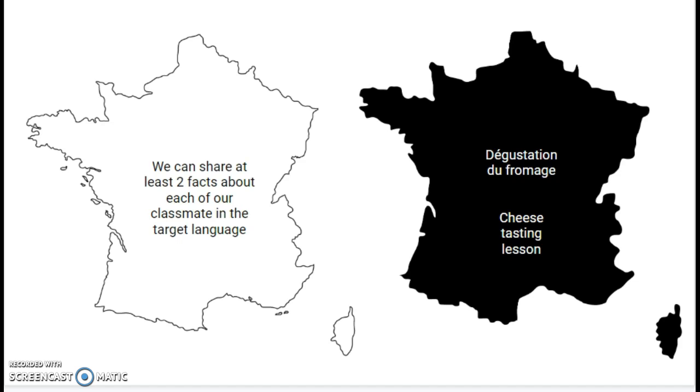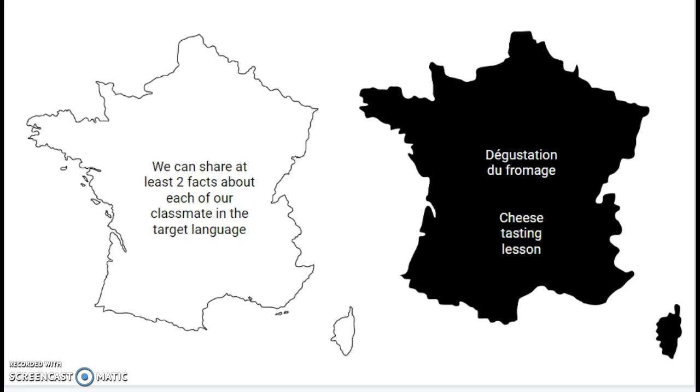Once that happens, we're going to go as a class and pull off the outline of France from the map. And underneath it is going to be in black, well, whatever color, and it's going to have some kind of reward after students have gotten that objective. So for this one, it has the French phrase dégustation de fromage, so it's a cheese tasting. So they're going to have a lesson that is a cheese tasting because they finished one of the objectives.